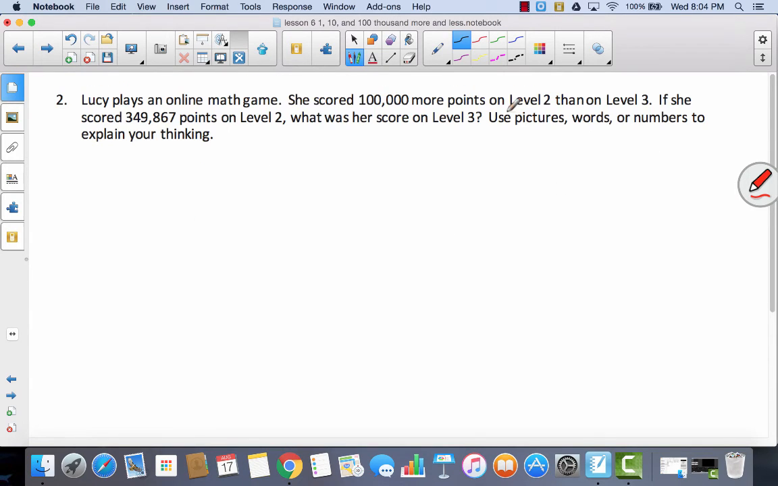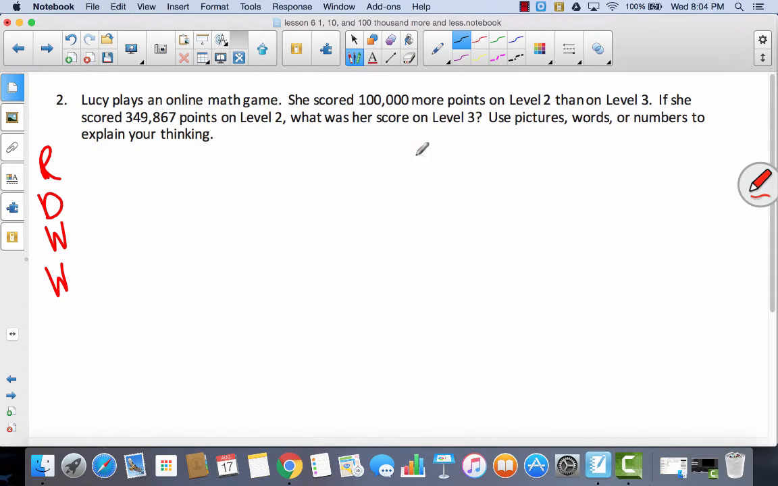All right, so now we're going to number 2. So we're going to use the RDWW process. Read, draw, write a number sentence, write a word sentence. Lucy plays an online math game. She scored 100,000 more points on level 2 than on level 3. If she scored 349,867 points on level 2, then what was her score on level 3? Use pictures, words, or numbers to explain your thinking.